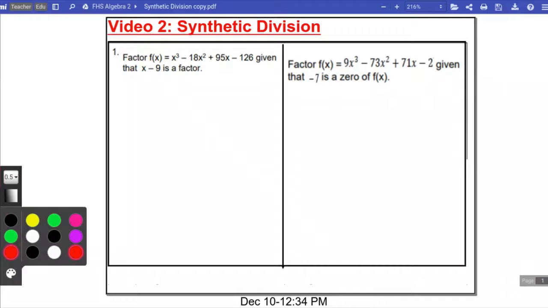What is this about? Same deal. We're working with synthetic division, like synthetic oil change. That's what I do with my car all the time. But anyway, who cares? All right. So what are we doing here?